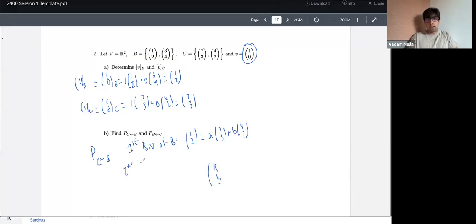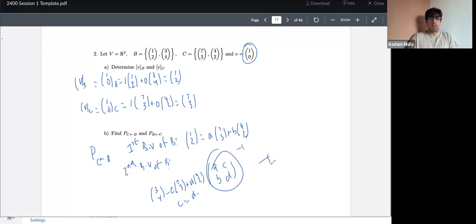Then you're going to do it for the second basis vector of B, right? That's going to be 3, 4. This is going to equal C times 7, 3 plus D times 4, 2. And you're going to solve for C and D, and put those like that, and that's going to be your answer. Then to find the other one, I wouldn't go through the process again. I would just find the inverse of that matrix, and then you get the other direction.